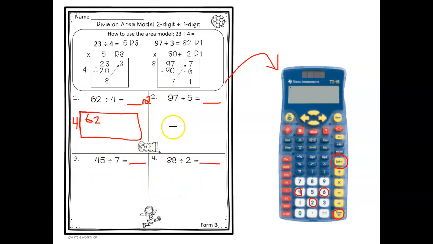So this one might take a little bit longer than the multiplication just because you haven't had as much practice, but give it your best shot. And again, you do have a partner to help you out.